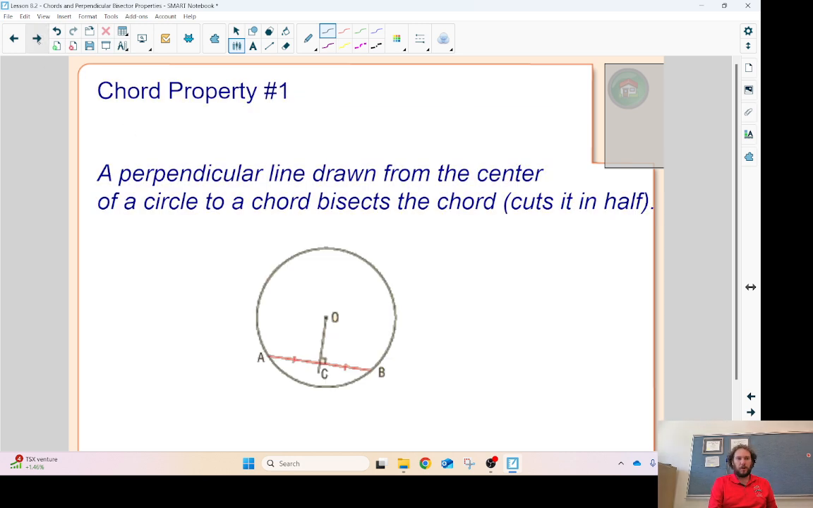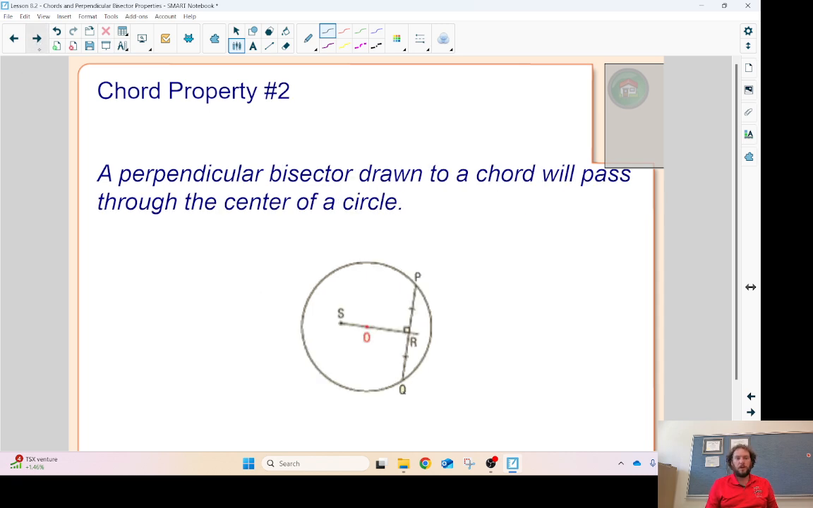So why do we care? Well, this is the property, and this is what's new. There are three properties that we're going to talk about. Realistically, they're all the same property, but if two of the requirements hold, then the third one has to be true. Property number one says a perpendicular line drawn from the center of a circle to a chord bisects the chord. So if I have a line that starts at the center and hits my chord at 90 degrees, it will always cut that chord into two equal sections. Line from center, 90 degrees, two equal sections.